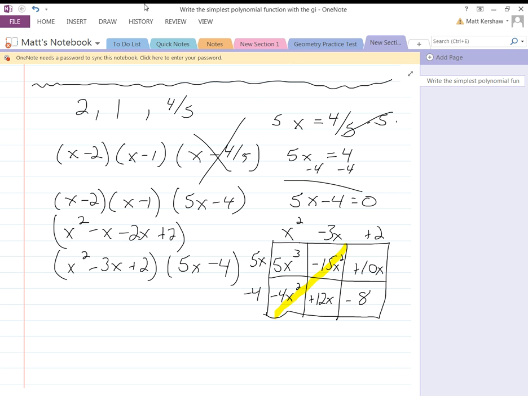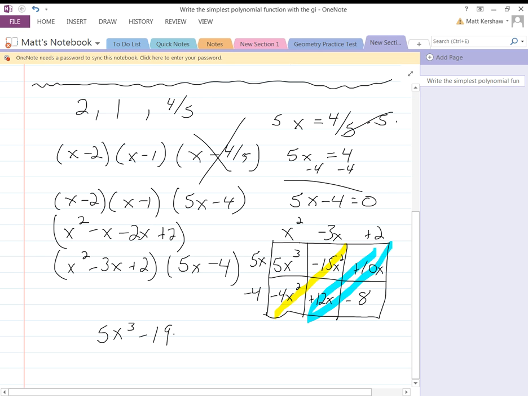So now we can add up our like terms. All right, so we're left with 5x cubed, negative 4 and negative 15 is going to give us negative 19x squared. 12 and 10 is going to give us 22x, and then the minus 8.